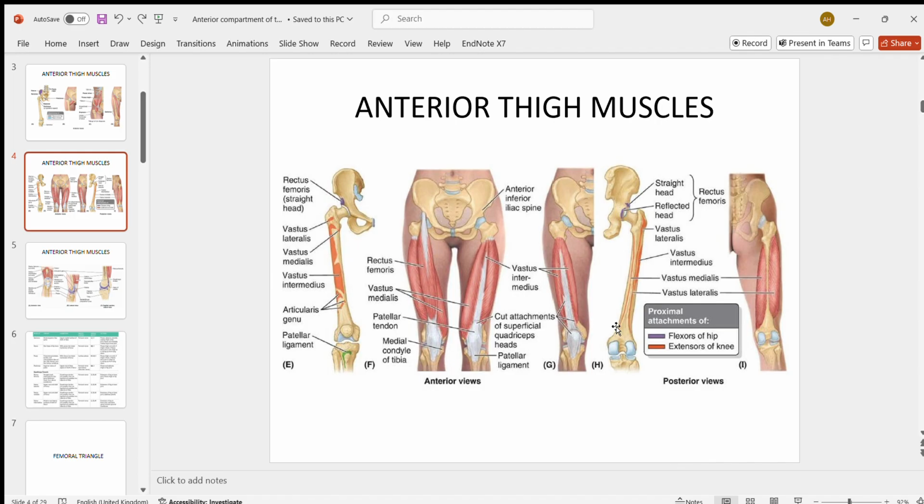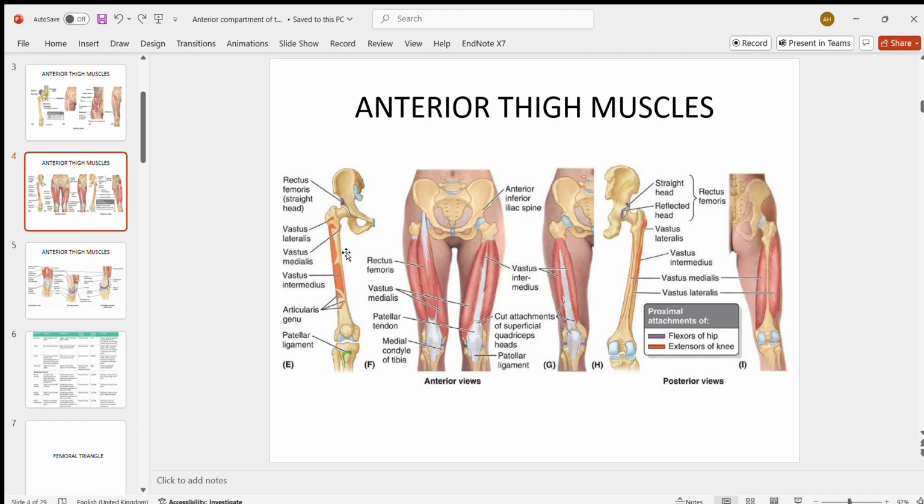Then talking about the vastus lateralis, it starts from the upper part of the intertrochanteric line, goes back on the lateral lip of the linea aspera. And the vastus intermedius, it is attached here. You can see this reddish attachment is of vastus intermedius. It is attached on the anterior and lateral sides of the upper 3/4 of the femur.